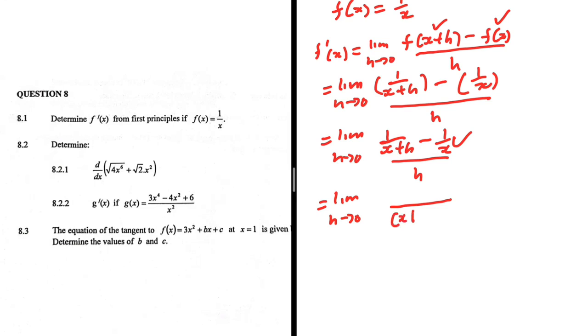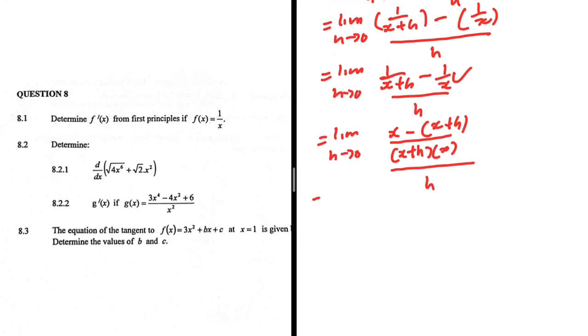So we're going to have (x plus h) multiplied by x, minus x plus h, right? Everything divided by h. So let's go ahead and simplify that numerator even further. x minus x is 0, and then we are left with minus h divided by x multiplied by x, which is x squared, and then h multiplied by x, that is plus xh, everything divided by h.